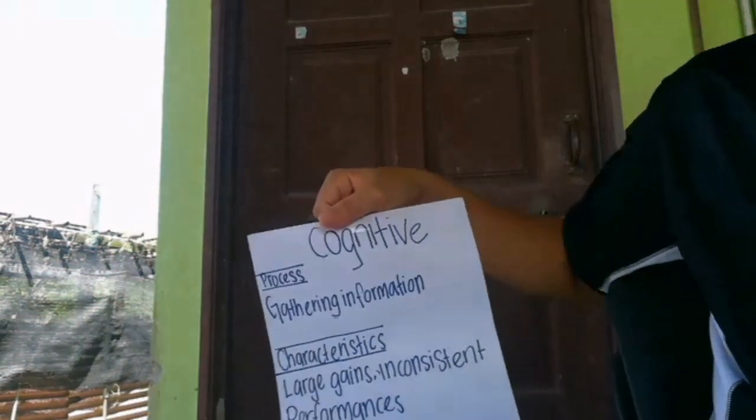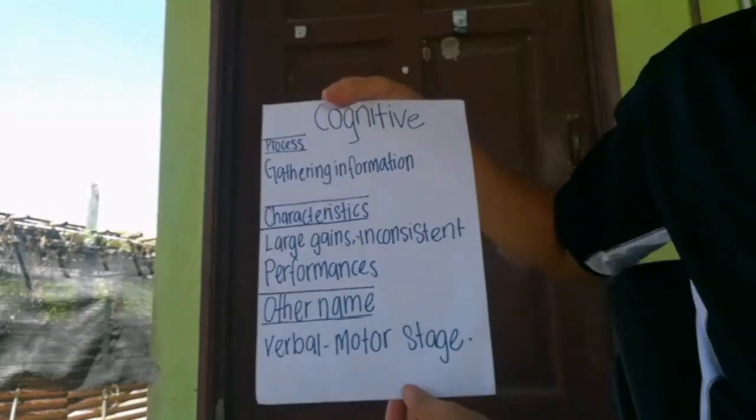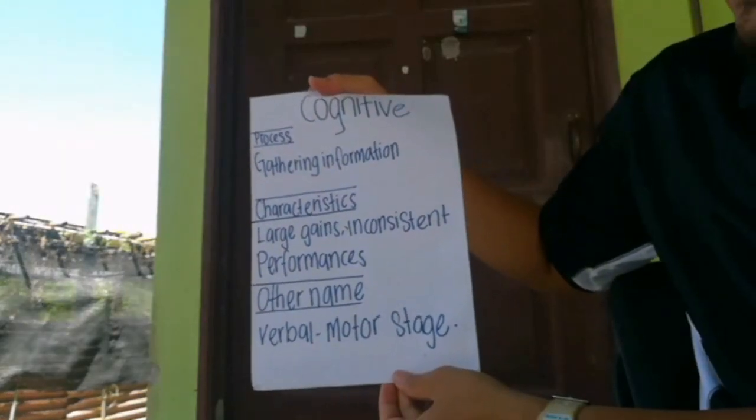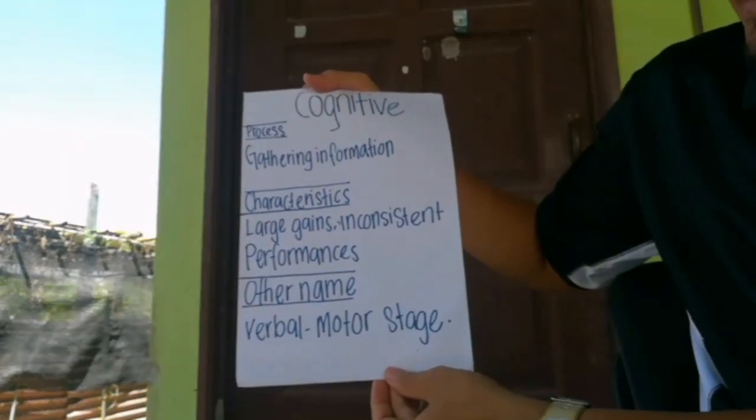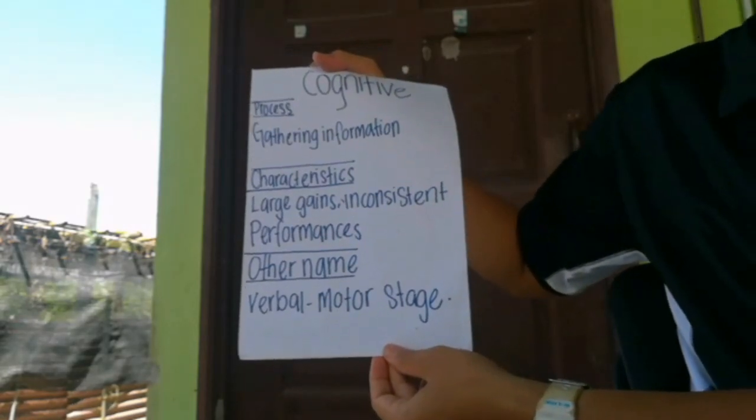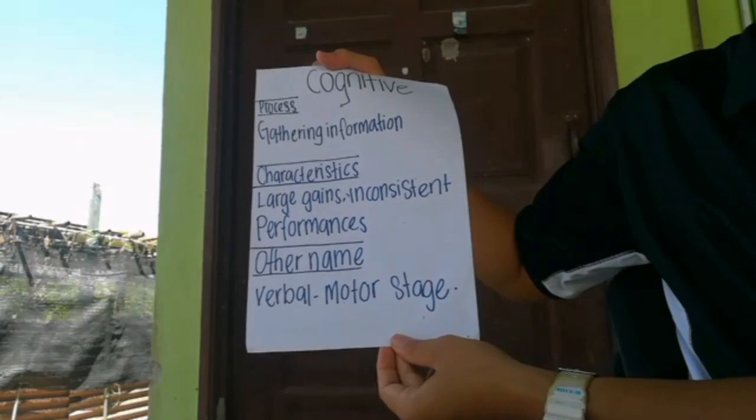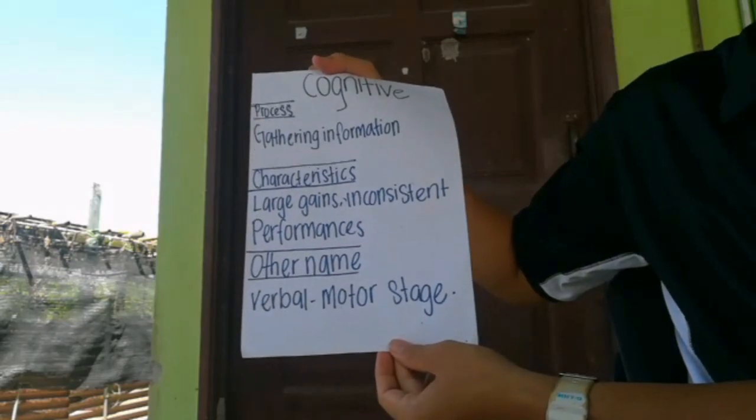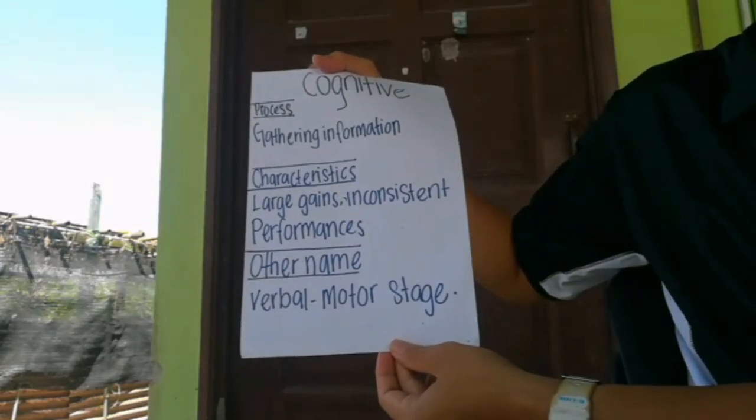This is the cognitive stage. The process is gathering information. The characteristics are large gains and inconsistent performance. Another name is the verbal motor stage. In the cognitive stage, the beginner focuses on solving cognitive oriented problems.